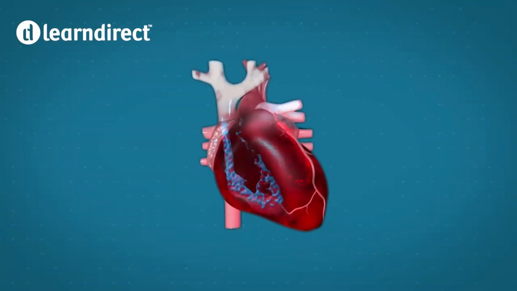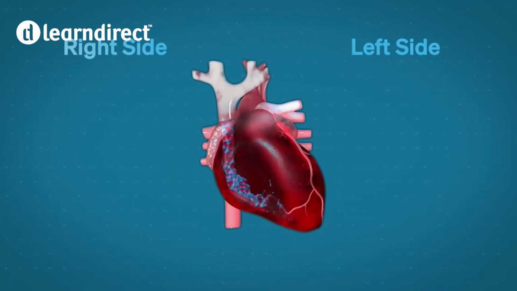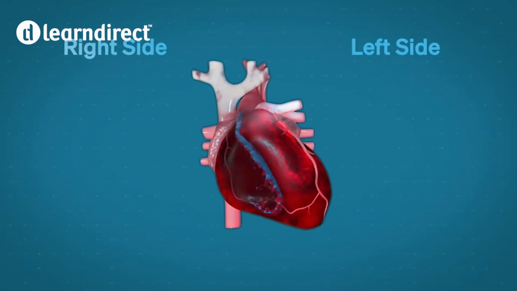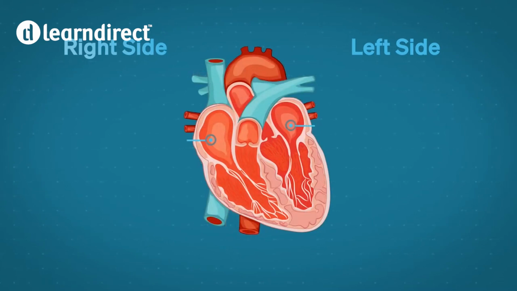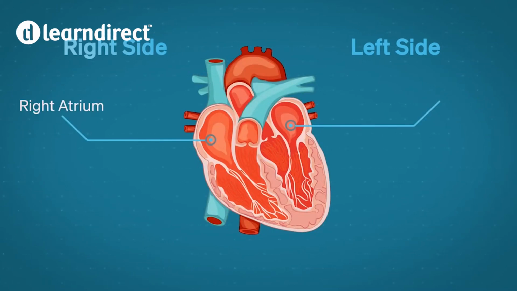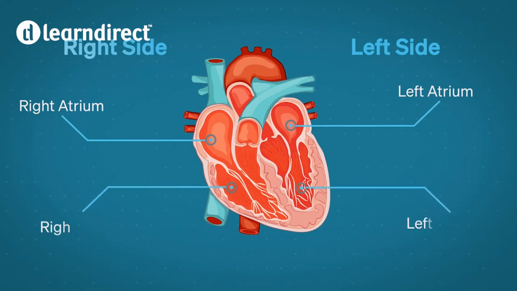So, the heart is made up of cardiac muscle and is divided into right and left sides. There are 4 chambers. The upper chambers, which consist of the right atrium and the left atrium. And then we have the lower chambers, which consist of the right ventricle and the left ventricle.